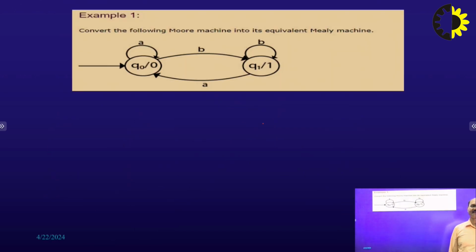We take another example. Convert the following Moore machine into the equivalent Mealy machine. This is the representation of this particular transition diagram. There are 2 states, that is Q0 and Q1. Output of Q0 is 0, output of Q1 is 1. There are 2 different input symbols, that is A and B, and initial state is Q0.